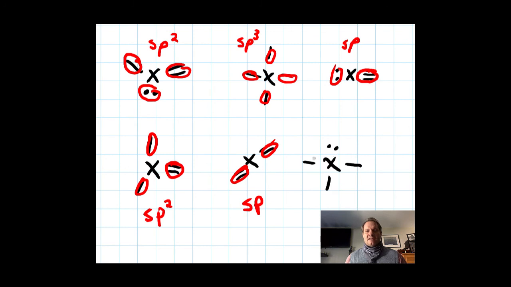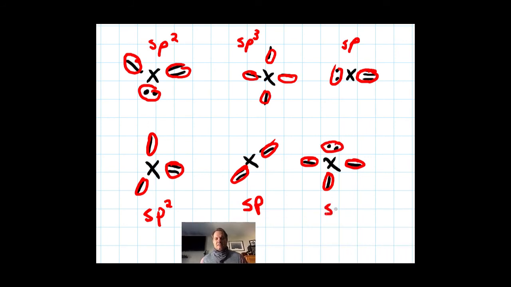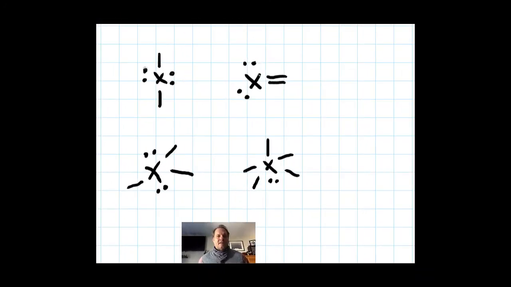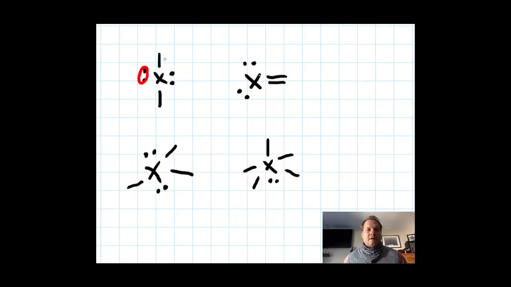The remaining X has 3 sigma bonds and an unshared pair. This represents an sp3 hybridization. On the top left here, 1, 2, 3, 4 regions, sp3 hybridization for that X. This X, 1, 2, 3. That represents an sp2 hybrid. How about this X down here?